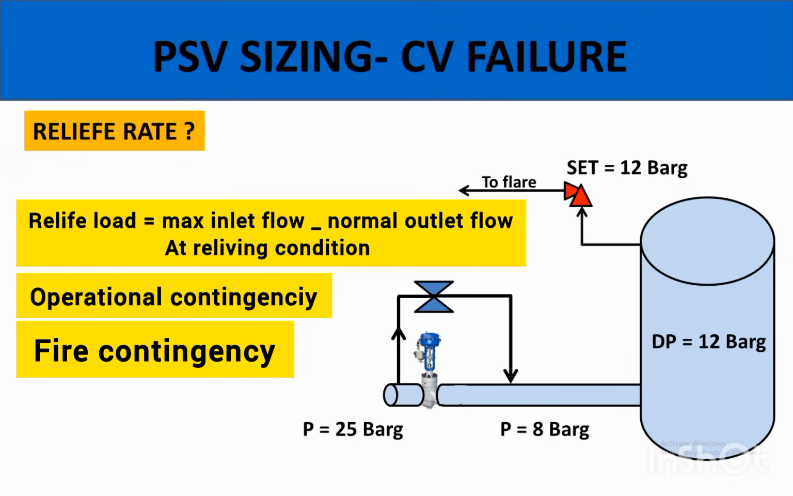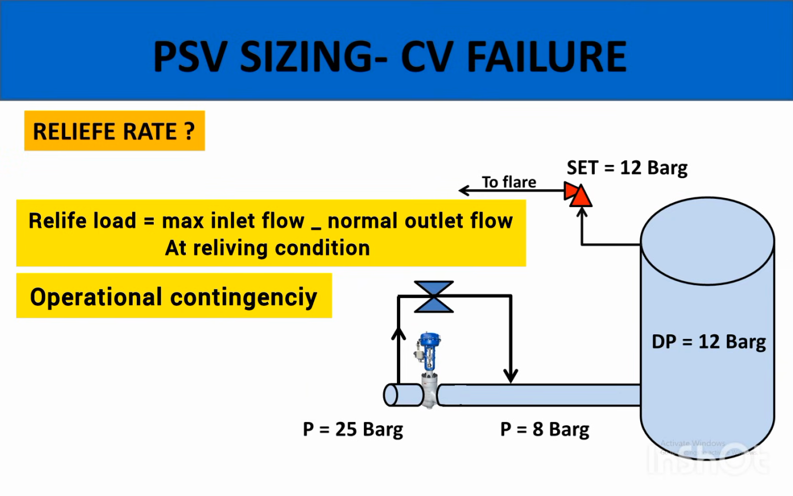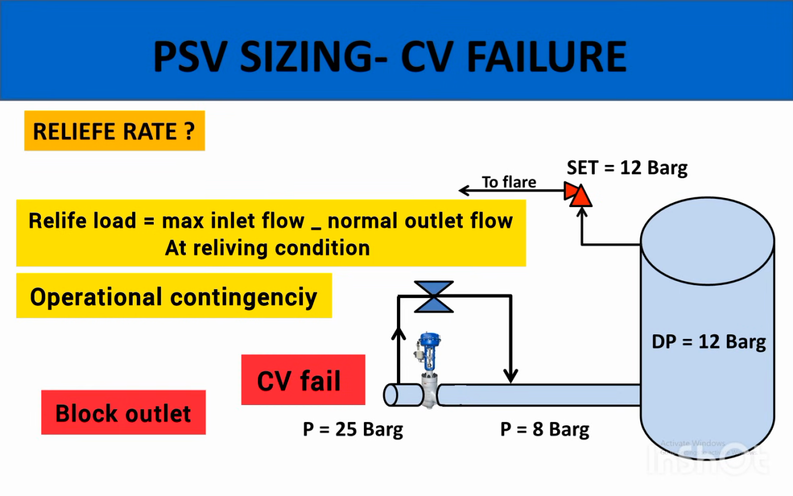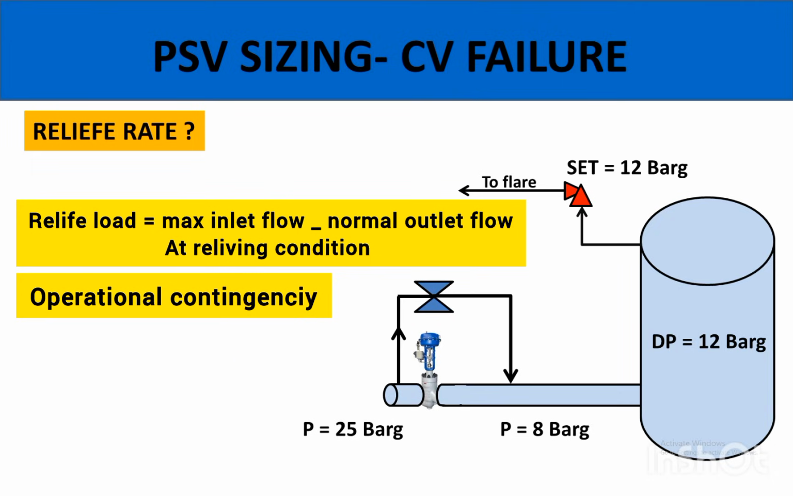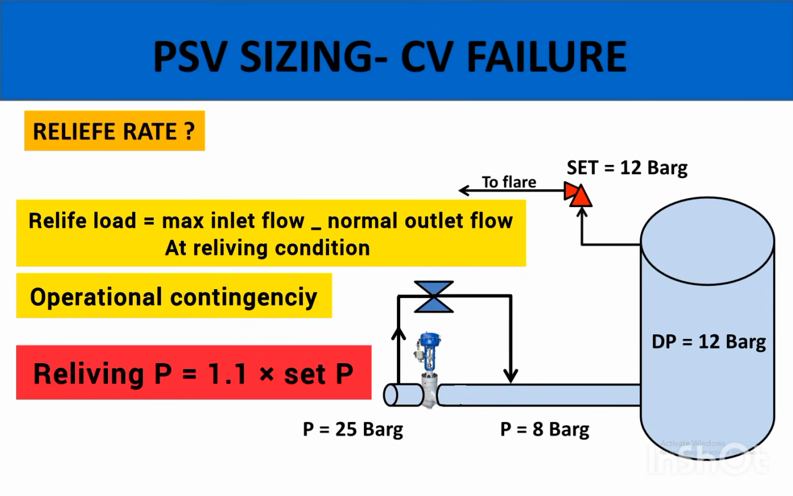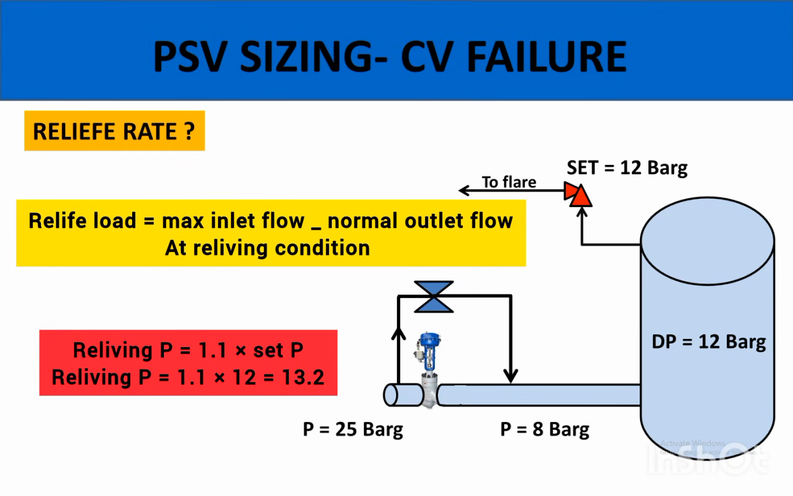But let's focus on operational contingency, which in this case is control valve failure. Operational contingencies such as control valve failure and blocked outlet are this kind of scenario. For control valve failure, for the relieving pressure, we should multiply the set pressure of the PSV by 1.1, which in this case is 12 bar gauge times 1.1, which is 13.2 bar gauge when this valve has fully failed to open.